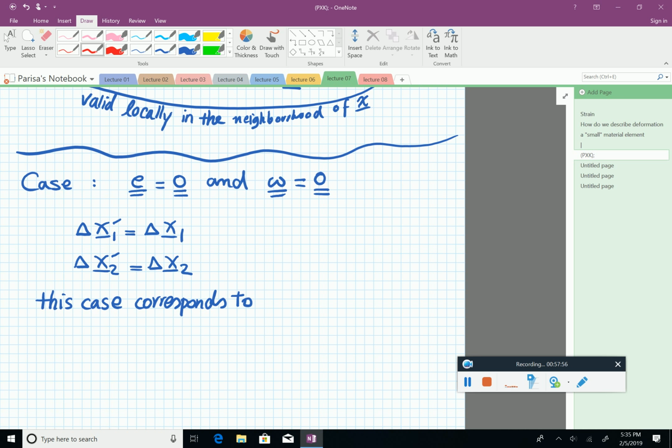It can be no translation, but in the more general case, because remember we said vectors, they can go anywhere, right? If two vectors are equal, it doesn't mean that they are in the same place. They can be somewhere else. So this is simple translation. Not very interesting.